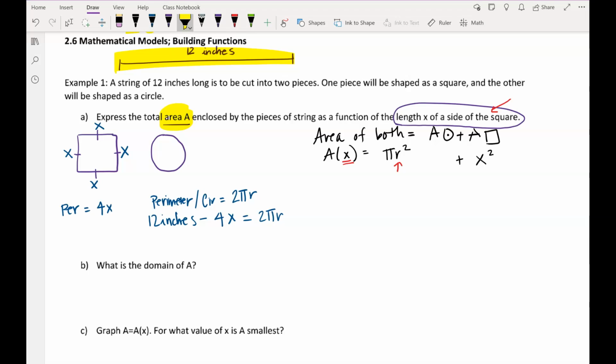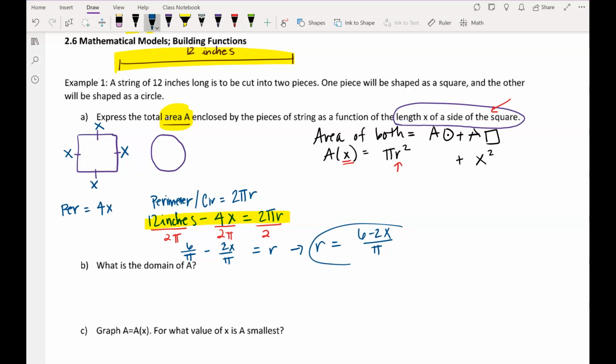Well, I do have an equation with x and r over here. So what we're going to do is solve for r, okay? Let's do it. We're going to solve for r by dividing each and every term by 2 pi. Just like that, that will give us r equals 12 divided by 2, that's going to be 6 over pi. And 4x divided by 2 will give us 2x over pi. Now you can also write r equals 6 minus 2x over pi, which is what I'm going to use.